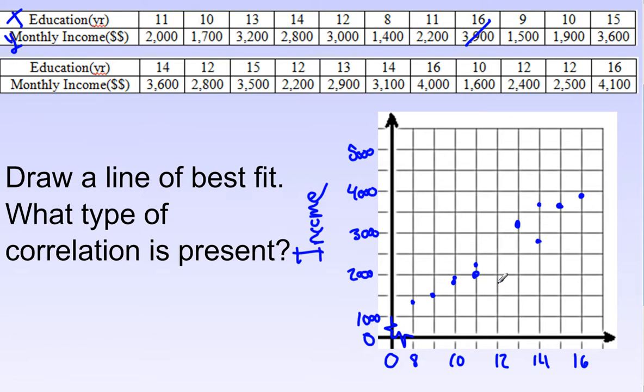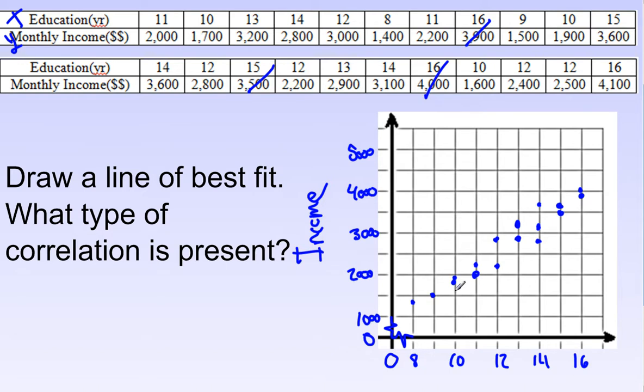12 years gives you $2,800. 15 years gives you $3,500 right on the dot. So this far. 12 gives you 22. 13 gives you 29. 14 gives you $3,100. 16 gives you 4,000. So that far.